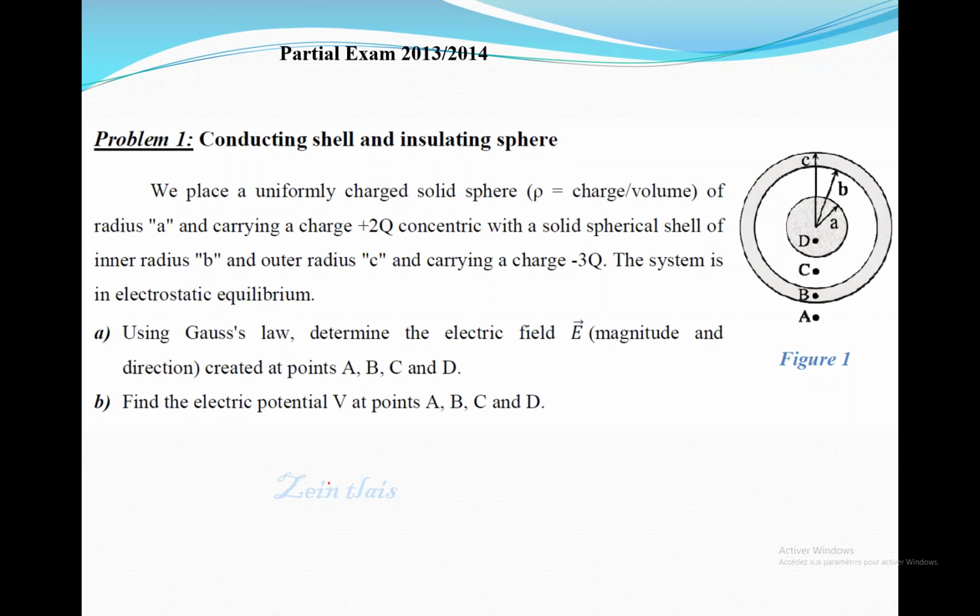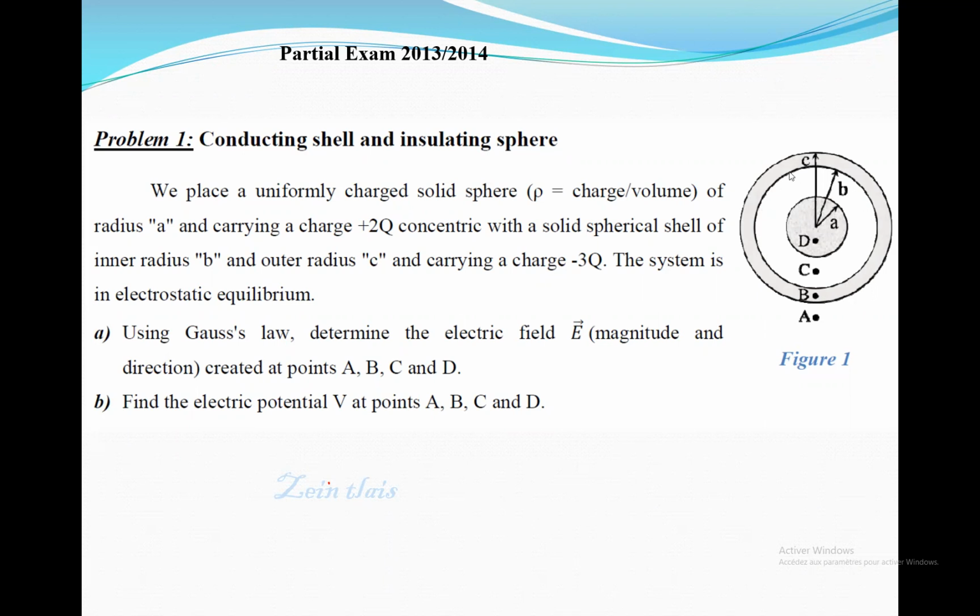2013-2014, problem 1. Here it's a simple application of Gauss's law to find the electric field, and also we have to find the electric potential V. First of all, we have a uniformly charged spherical object. It's not metallic inside, with radius A.